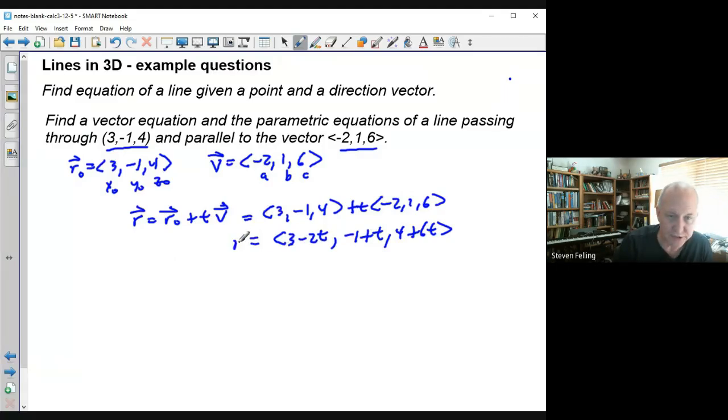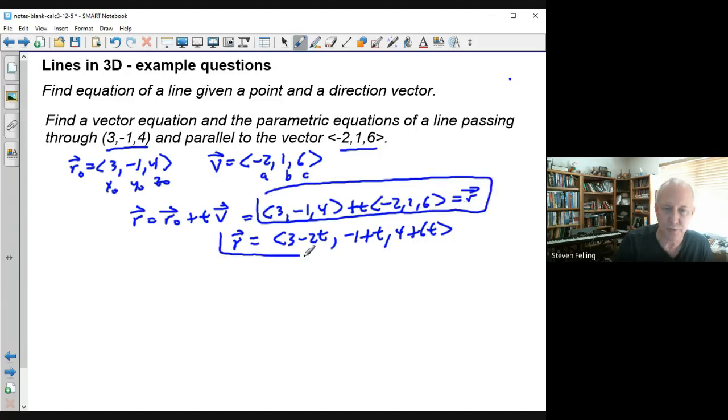And in fact, since it asked us for the vector equation, this right here, well, actually, you could use this form. That would be okay, or you can expand it out to this form. Either of these are considered correct ways to express the vector form of the equation of the line. And if we want the parametric equations, we just go ahead and write out the x, y, and z separately. So that means that the x of any point on the line is 3 minus 2t, and the y is equal to negative 1 plus t, and the z is equal to 4 plus 6t.